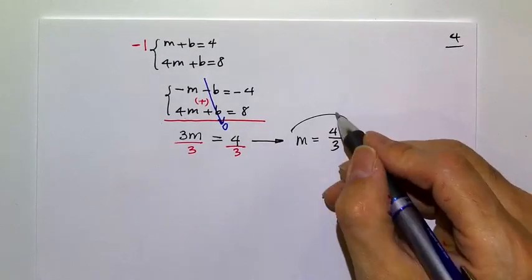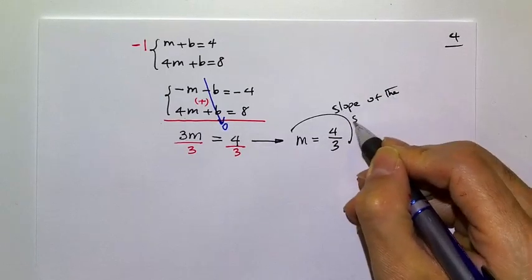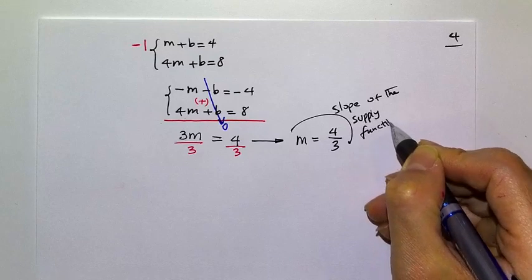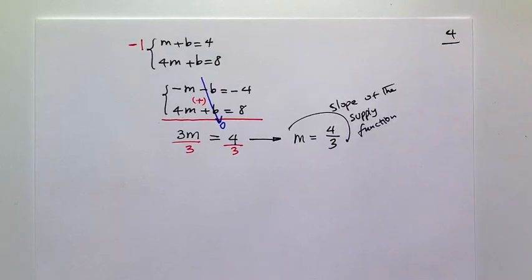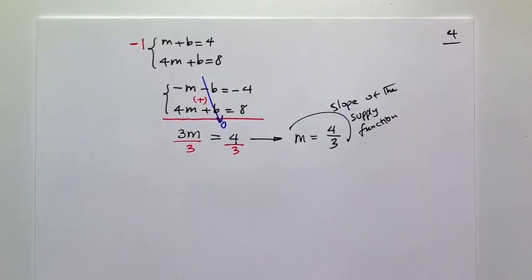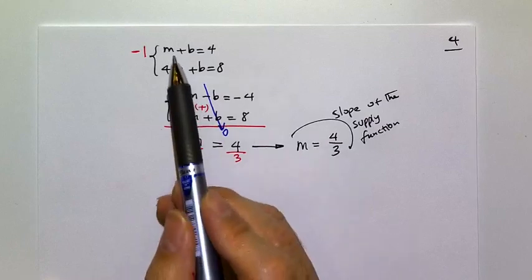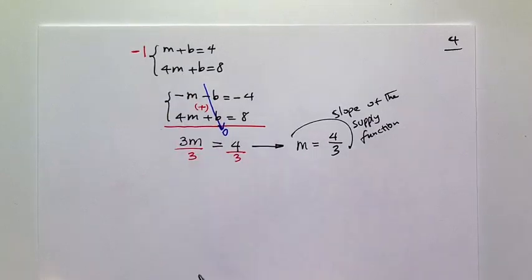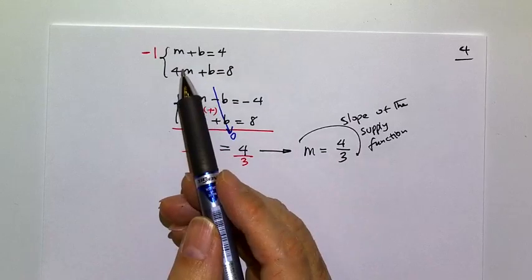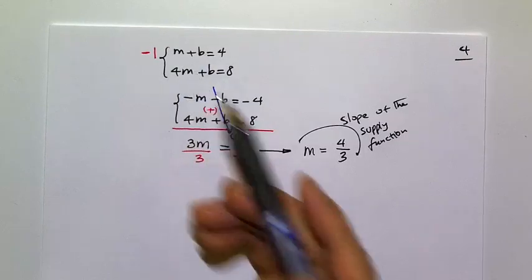Let me write it here. So slope of the supply function. Now we need to find the y-intercept, or B. That B is the y-intercept of the supply function. So we can simply plug this M value into either of these two equations and solve for B, right? We can use whichever. Let's use the easiest one, which I think is the top equation.